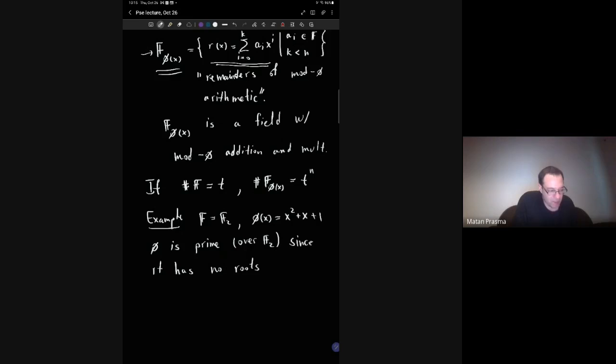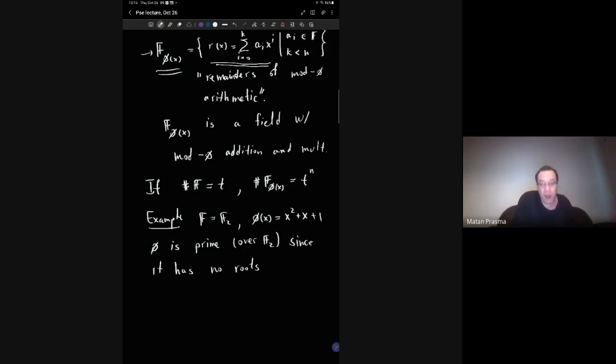And every non-trivial decomposition of a polynomial of degree 2 must be two polynomials of degree 1, which would imply that it would have a root. So in this case, a polynomial of degree 2 is prime if and only if it has no roots. It's not true in higher degrees.